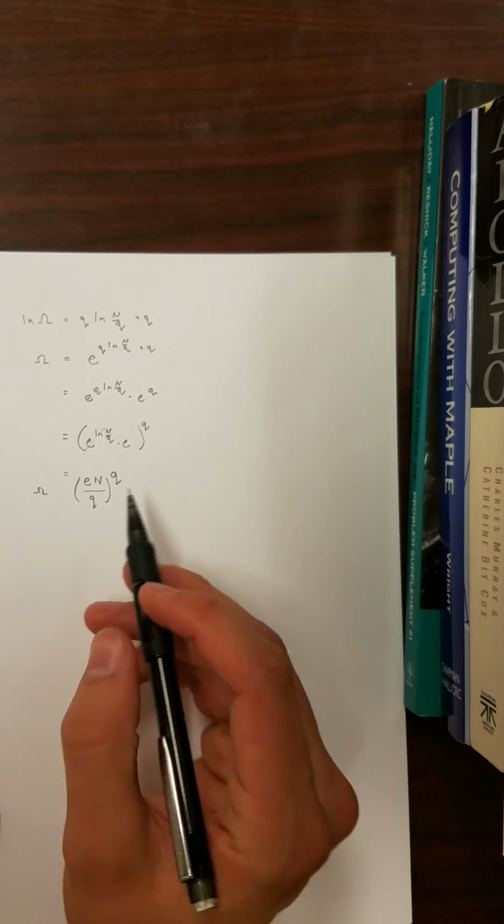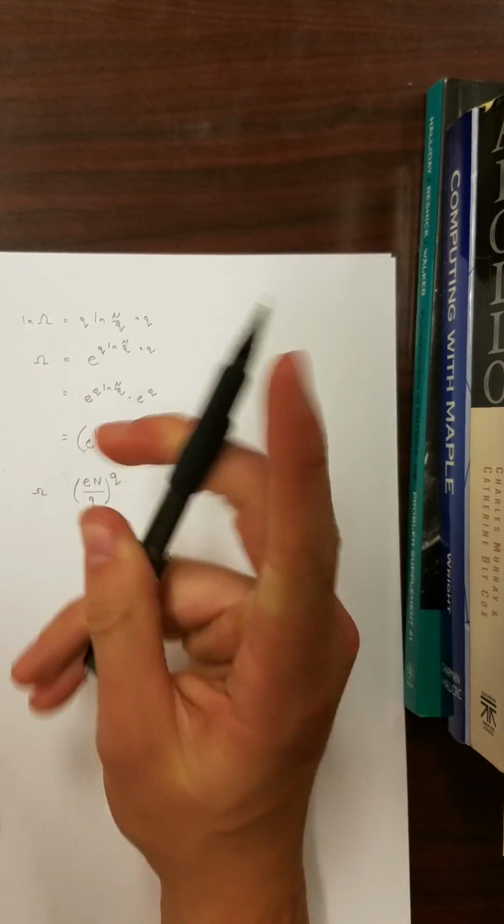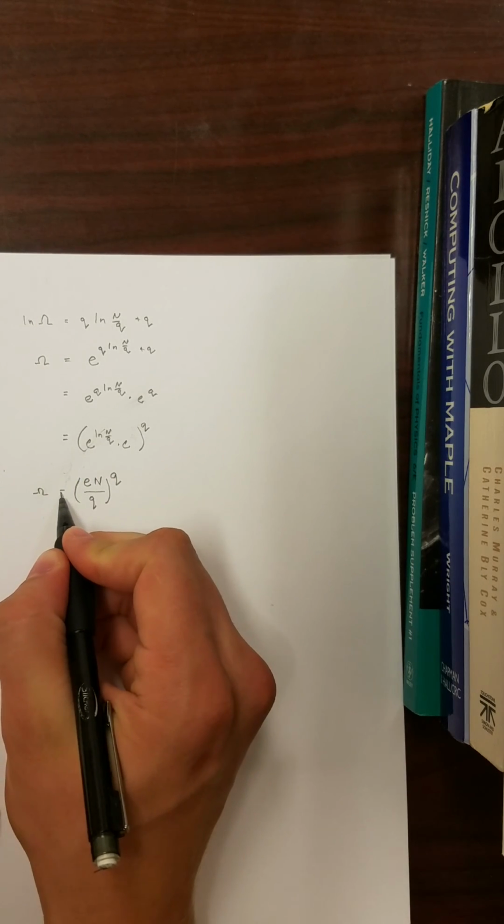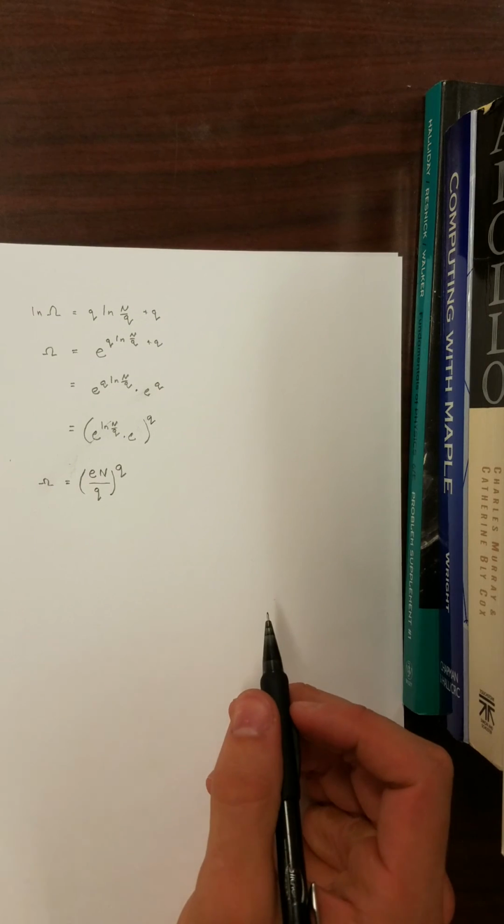All right, guys, so that's it. That's how you would express the multiplicity for an Einstein solid when the number of energy quanta is much less than the number of oscillators in the solid.